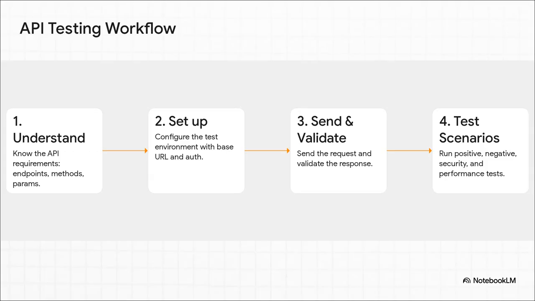The whole process is actually very logical. First, you have to understand exactly what the API is supposed to do. Then you get your testing environment and your tools all set up. After that, you send a request and, this is the important part, you validate the response to make sure it's what you expected. And finally, you have to test both the happy path, when everything goes right, and the negative scenarios to see what happens when things go wrong.